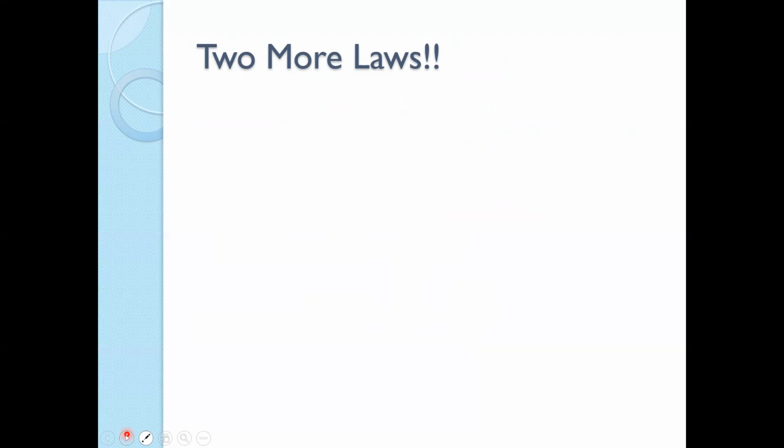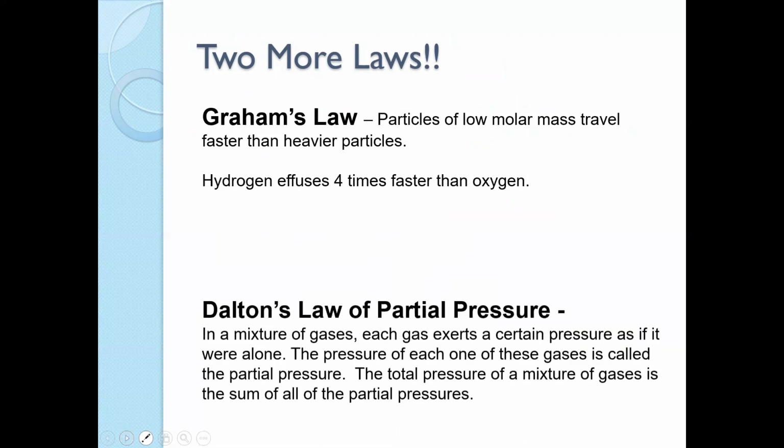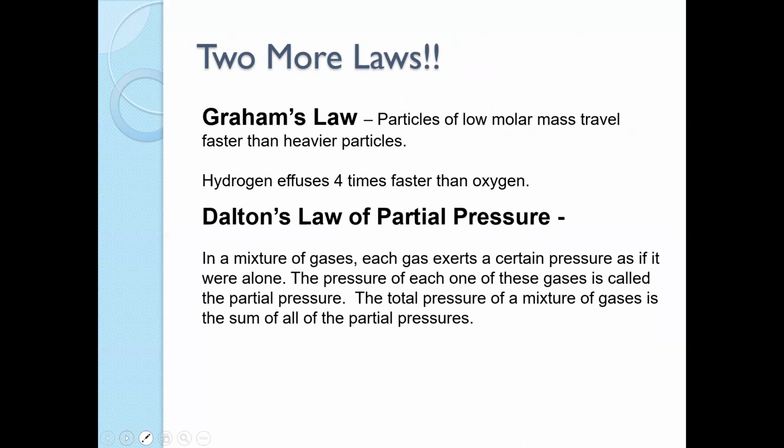We have two more laws. It's Graham's law: particles of low molar mass travel faster than heavier particles. For example, hydrogen diffuses 4 times faster than oxygen. The molar mass of hydrogen is just 2, so it travels faster than oxygen, because the molar mass of oxygen is 32, much bigger than hydrogen.